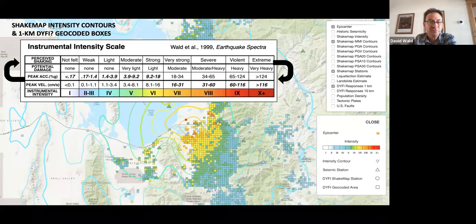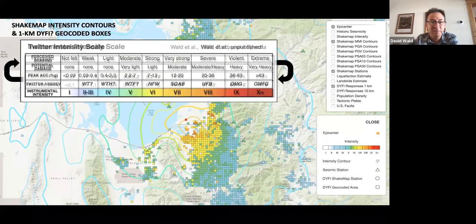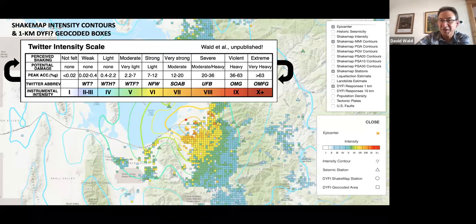My son and I actually developed a Twitter intensity scale. It's not published. It's unpublishable, but you can see the Twitter abbreviation here is what the heck.